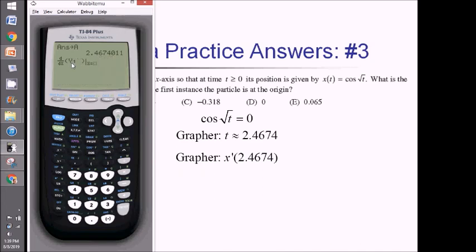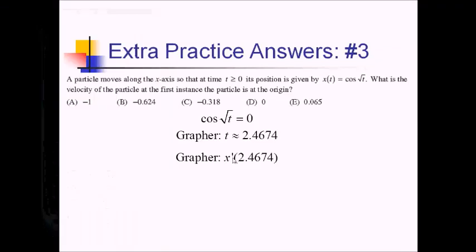And for my value, well, I've stored this as a. But actually, come to think of it, I can just reach up here and grab the input that way as well by up arrowing that. So that'll come out to negative 0.318 and some change there. So that'll be answer choice C.